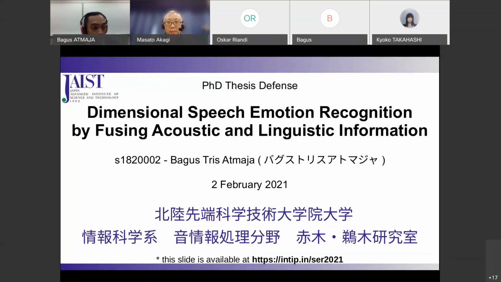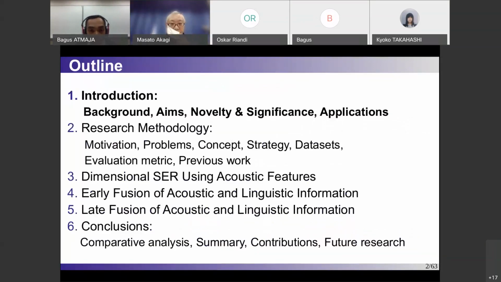Thank you for coming, ladies and gentlemen, and thank you, Akaki Sensei. Today, I would like to present my PhD thesis defense. The title is Dimensional Speech Emotion Recognition by Fusing Acoustic and Linguistic Information. This is the arrangement of my presentation. I divided it into 6 parts, from introduction to conclusions. So, let's start with the introduction.